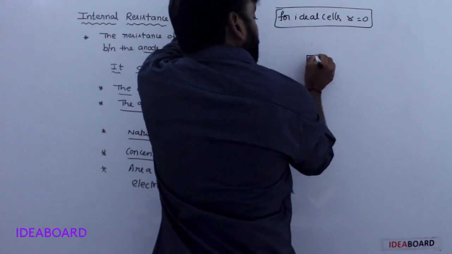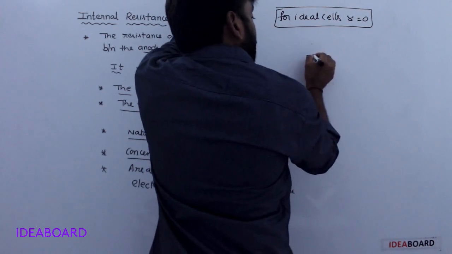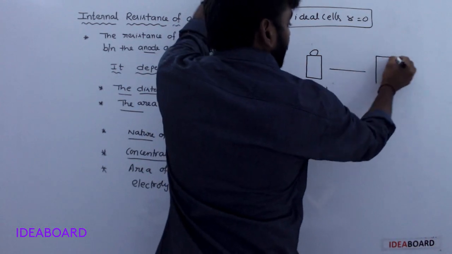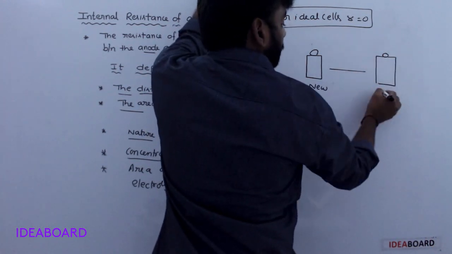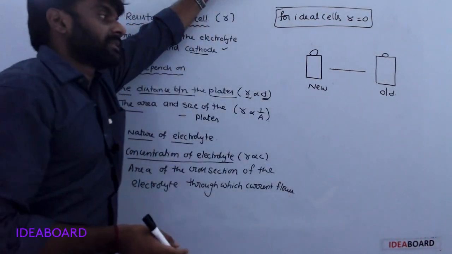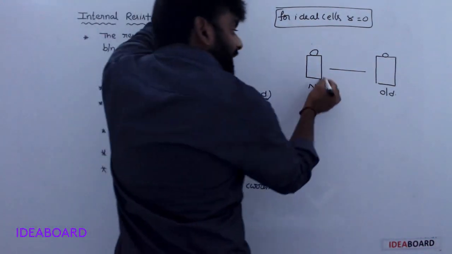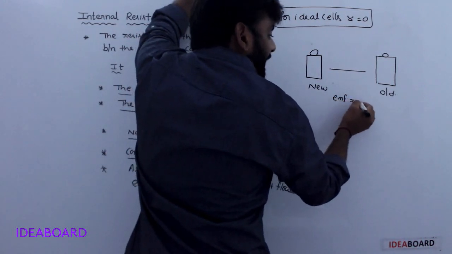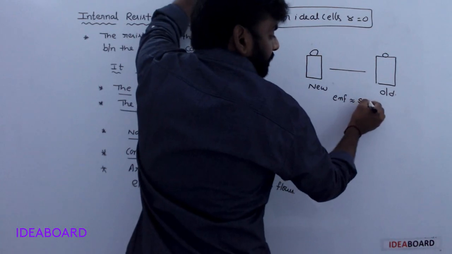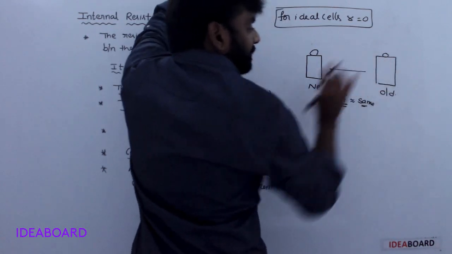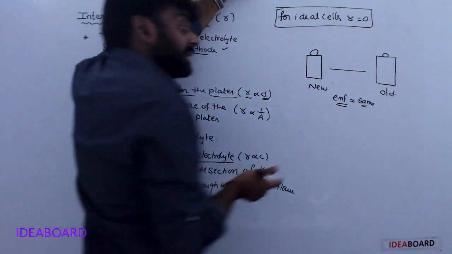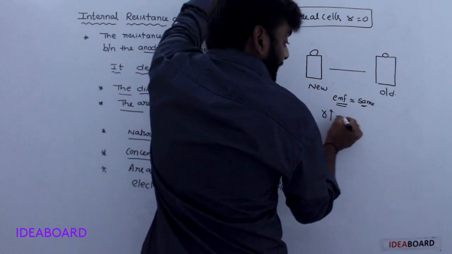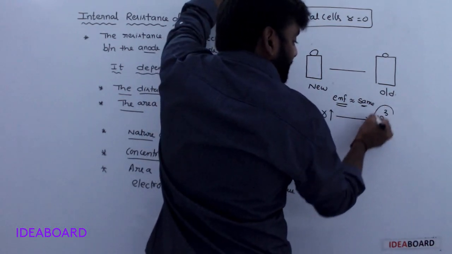Torchlight cells. In torchlight cells, this one is a new cell, and this one is an old cell. In both cases, EMF is approximately the same. That means only a little bit of change in EMF. Here, the increasing one is internal resistance. Internal resistance increases almost 1,000 times.